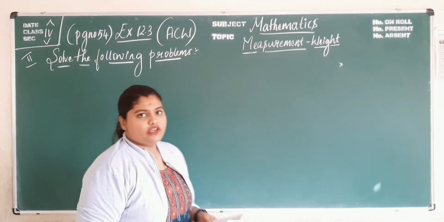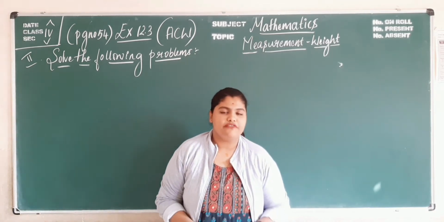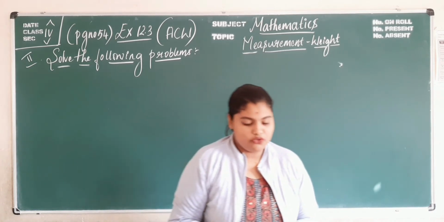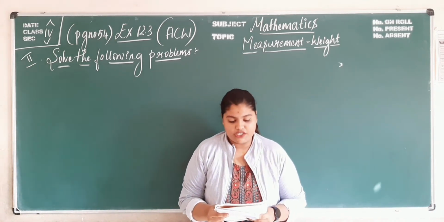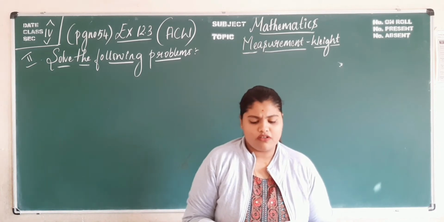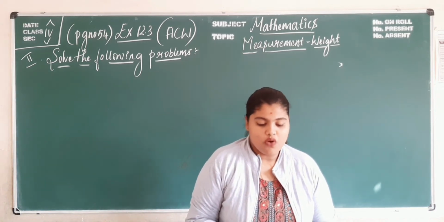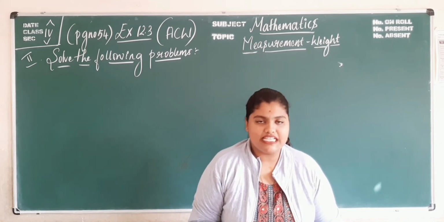Hope you have written the question. If not yet written, pause the video and write down the question. Okay, I'll read out the question for you. Abdul bought 30 kg of rice. If 19 kg of rice was used, what is the quantity of rice remaining?